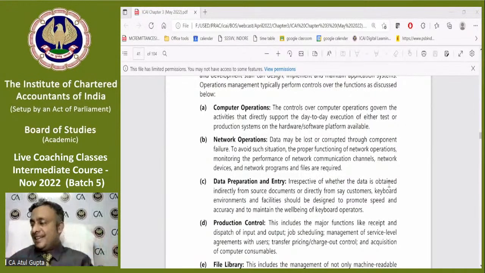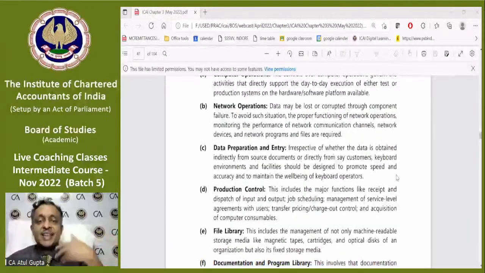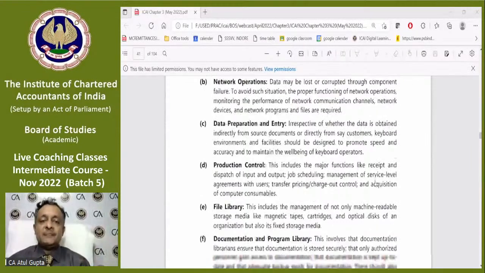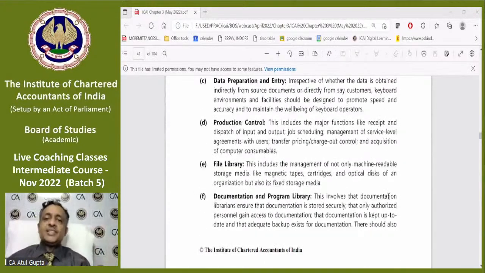Data preparation and entry. So creating of the lectures, the PPT and the schedule, that is data preparation and entry. Production control, that is basically at the factory level. It includes receipt and dispatch of input and output for a manufacturing concern. So once you have implemented a system, you need to keep track of this. File library. This is documentation keeping. This includes management of not only machine readable data, but optical disk.